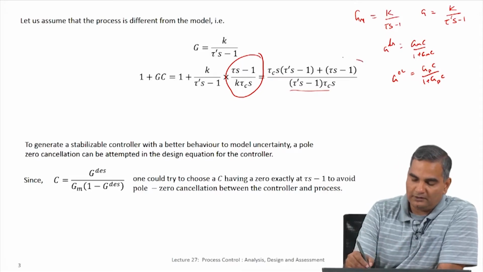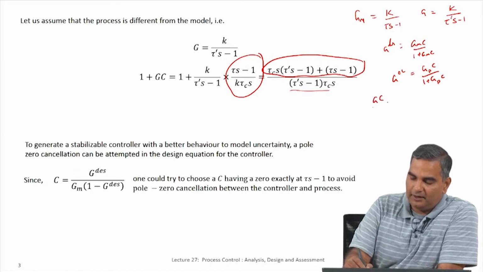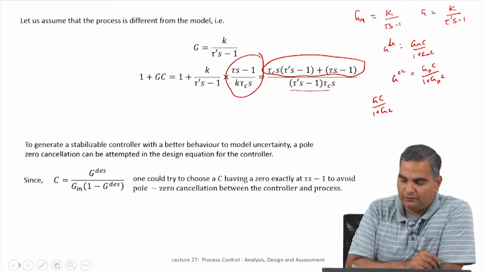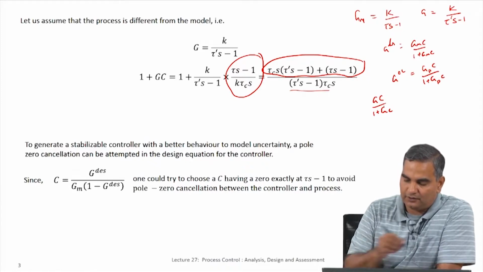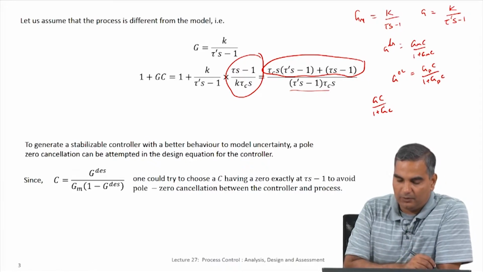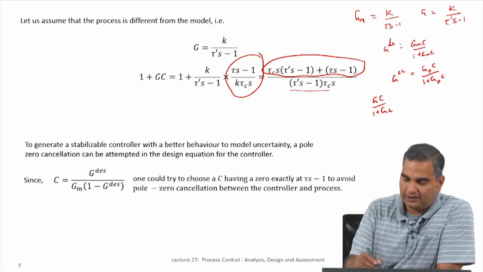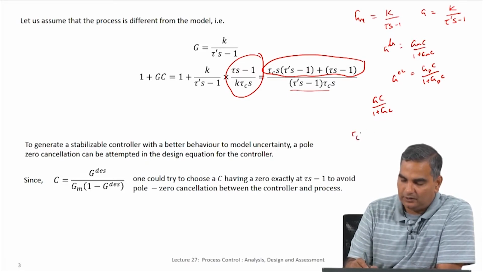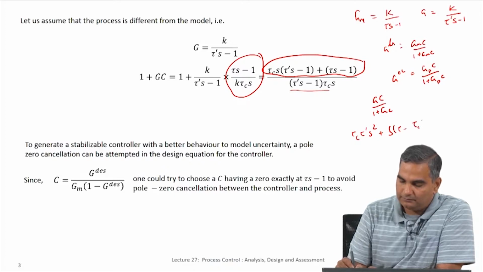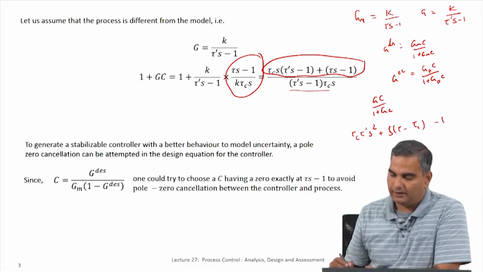So, we look at this polynomial and then say the poles of GC by 1 plus GC are going to be the roots of this polynomial, which is the zeros of the numerator of 1 plus GC. So, we will expand this and see what happens. When I expand that, I get tau c tau prime s squared plus s into (tau minus tau c minus 1).